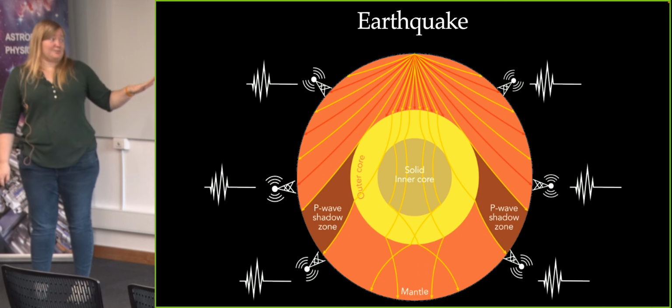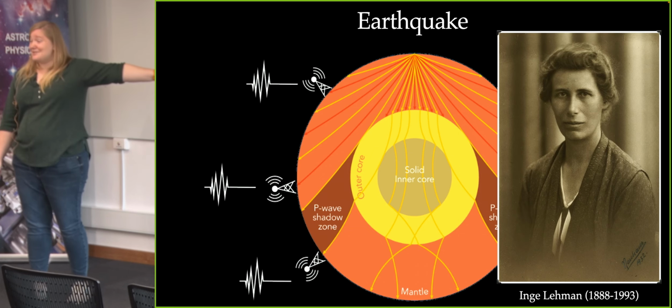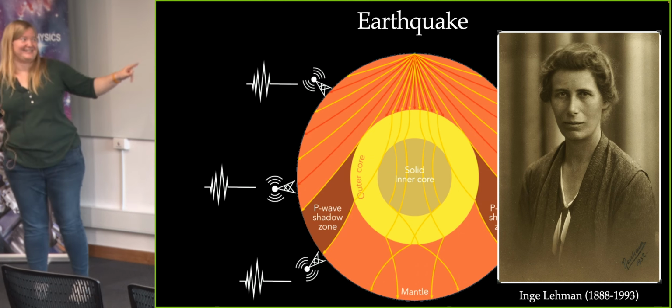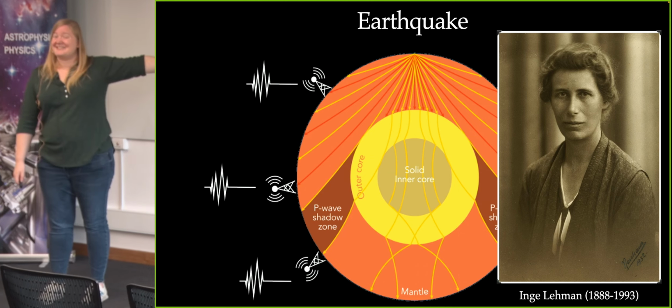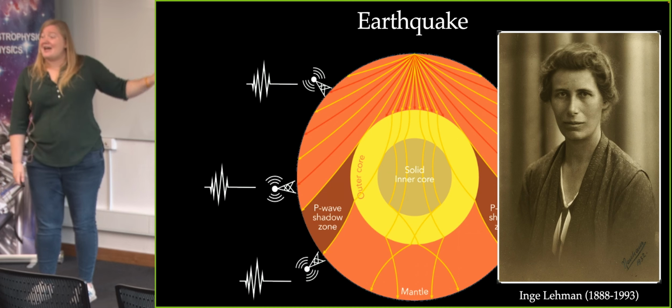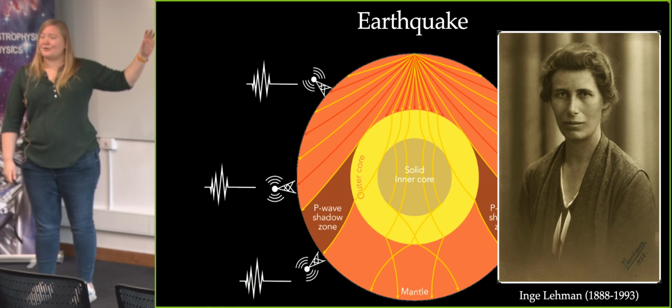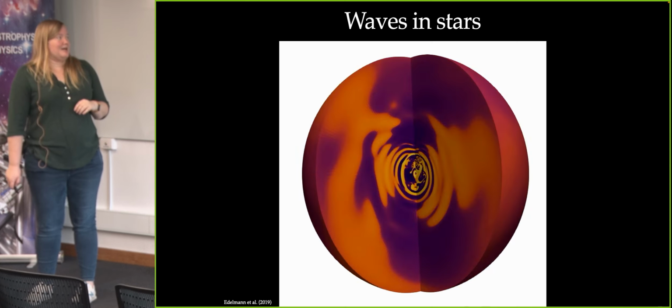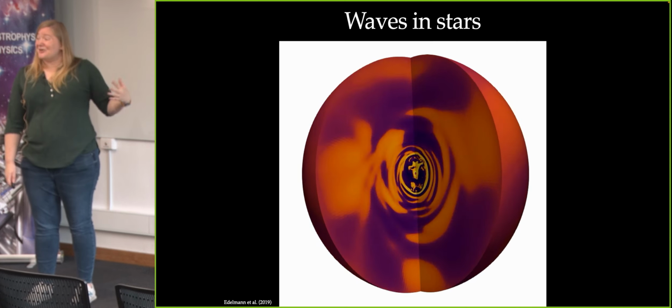And so this was used by Inger Lehmann, who's a Danish seismologist. I'm also Danish, so that's why I'm highlighting this in this instance. We'll use this to demonstrate that the Earth actually has a solid core inside an outer molten mantle. All right? And so likewise, stars also have waves.